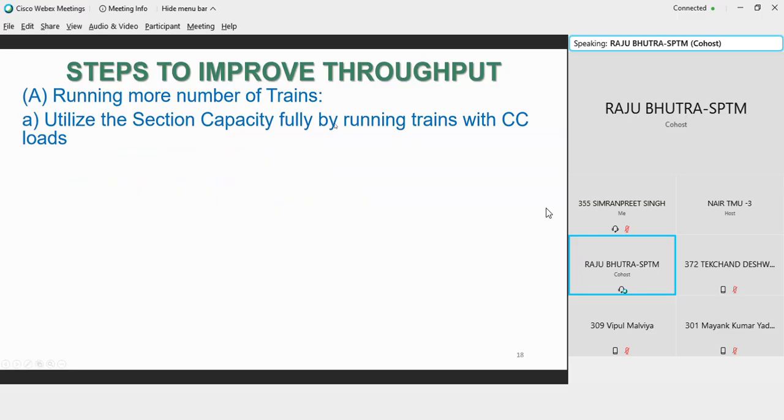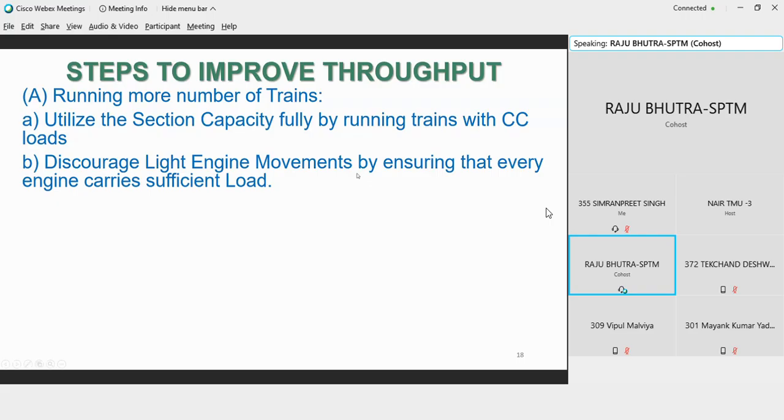First is to utilize the section capacity fully by running trains with CC load. What is CC? CC is the carrying capacity. So if the trains are fully loaded as per their carrying capacity, the quantity of commodities which we are carrying in the section will go up. It will increase the throughput.